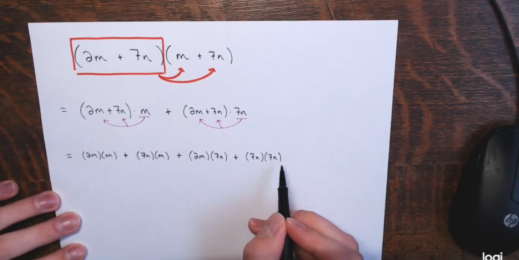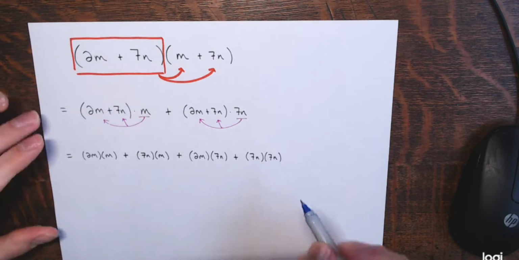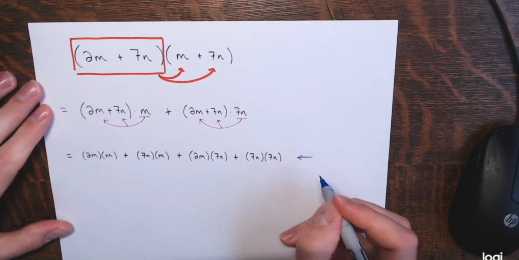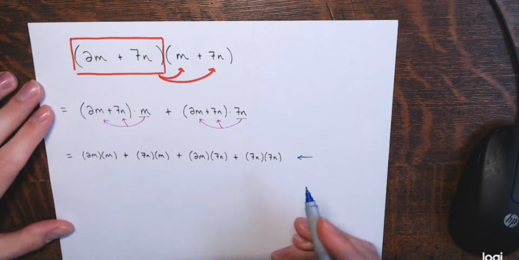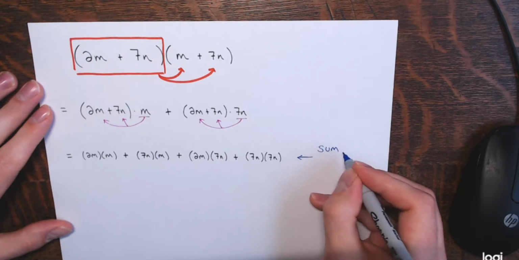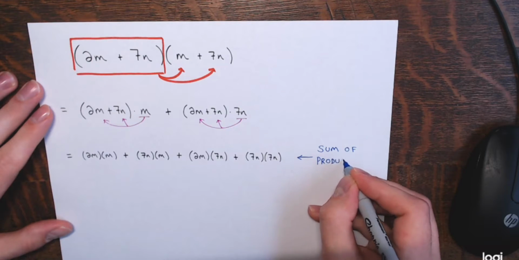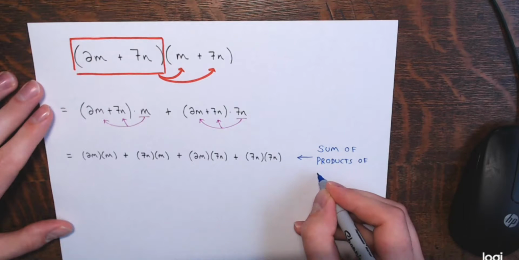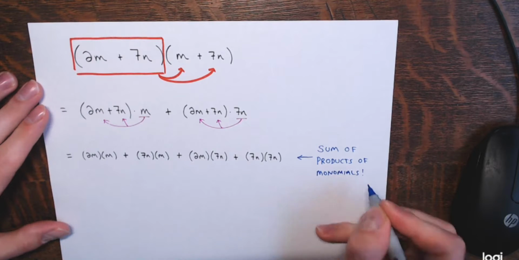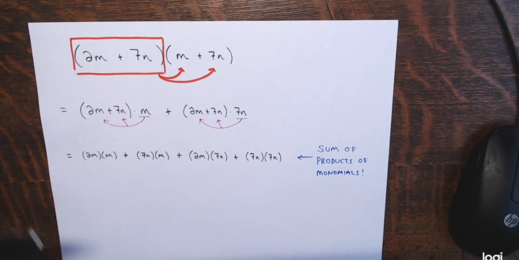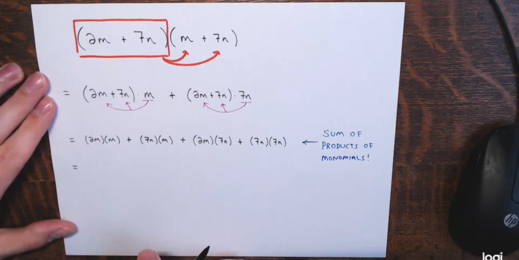This is the case for any product of polynomials. When you multiply two polynomials, you should eventually be able to get down to a sum of products of monomials. And that should be the case every single time. And if you go back to section 6.2's assignment, you should know how to multiply monomials.